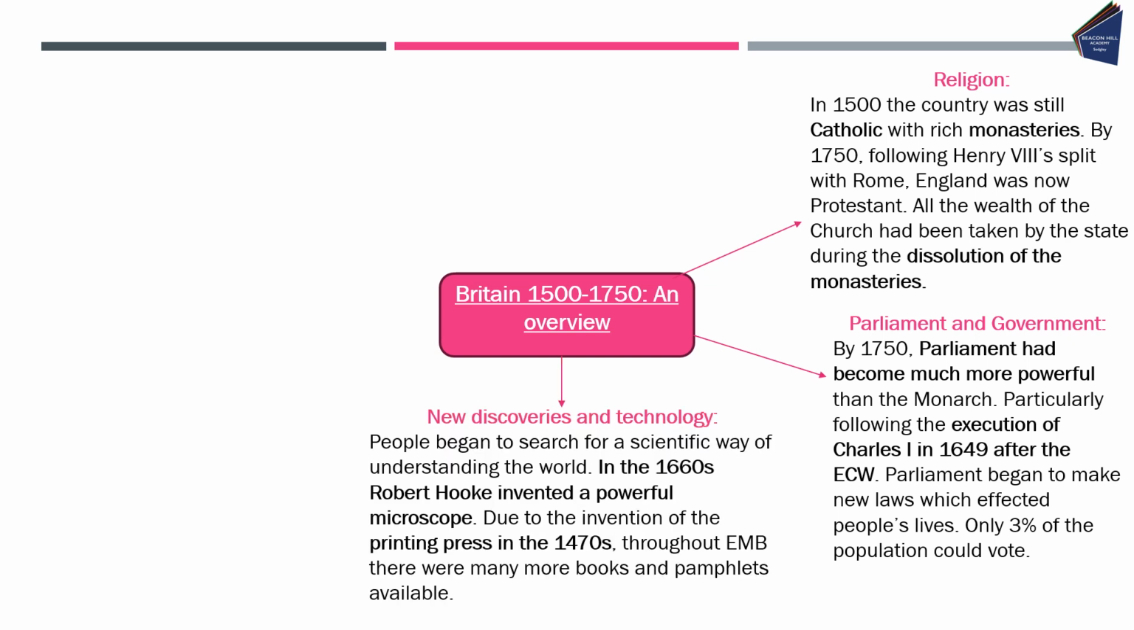We then have new technologies and discoveries. People began to search for a scientific way of understanding the world. In the 1660s, we have Robert Hooke, who invents a powerful microscope. And we also have the printing press that was created right at the end of the medieval period in the 1470s. The reason that this is referenced here, despite it being slightly out of the time period, is because we see the impact of the printing press a lot more within early modern Britain, as a result of there being many more books and pamphlets available to people to read who are literate.